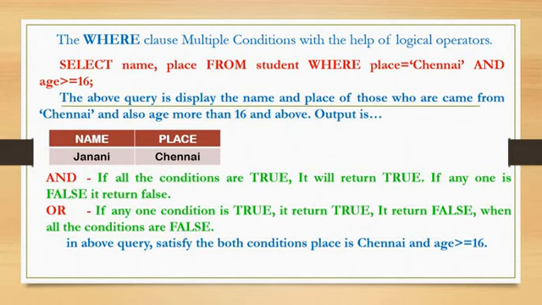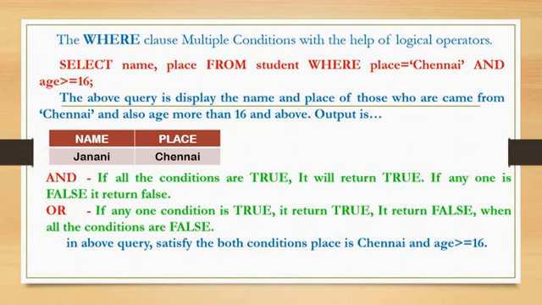The place equal to Chennai and the age greater than or equal to 16. See the query: select name, place from student where place equal to Chennai and age greater than or equal to 16. The above query displays the name and the place of those who came from Chennai and also whose age is 16 and above.